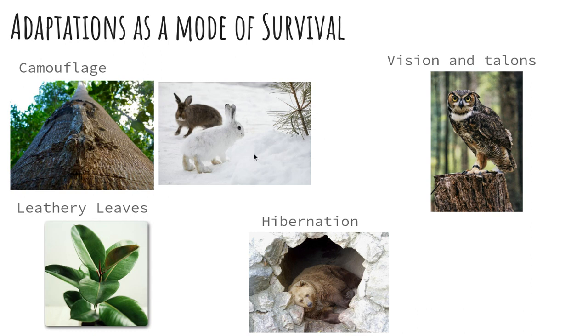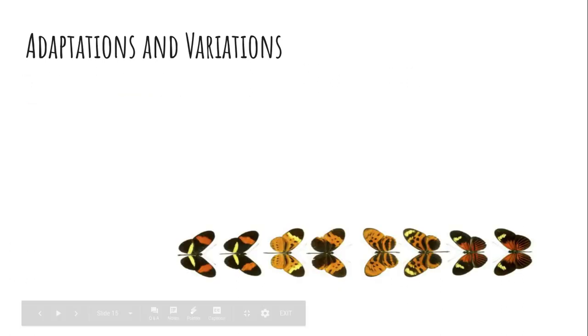So for example, the hair being white in the winter makes a heck of a lot more sense than the brown because you can see brown. You can then find them and eat them. It's easier to blend in with the white. So, adaptations and variations.